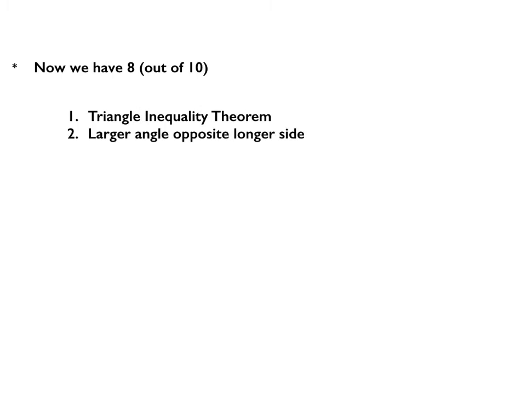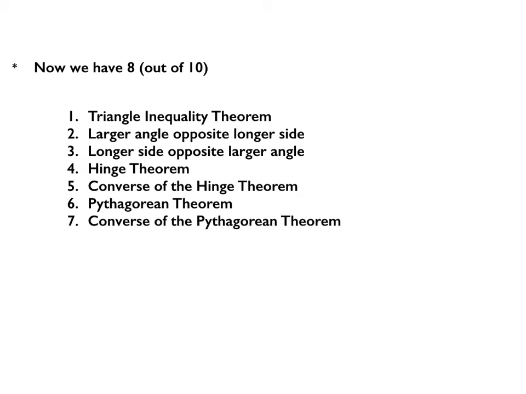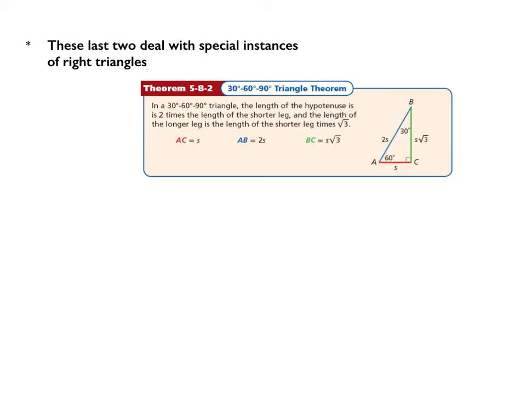Again, let's review what we have so far. We have 8 out of the 10. Triangle inequality theorem, larger angle opposite longer side, longer side opposite larger angle, the hinge theorem, the converse of the hinge theorem, the Pythagorean theorem, the converse of the Pythagorean theorem, the Pythagorean inequalities theorem, and now we've got 2 more that deal with special instances of right triangles.